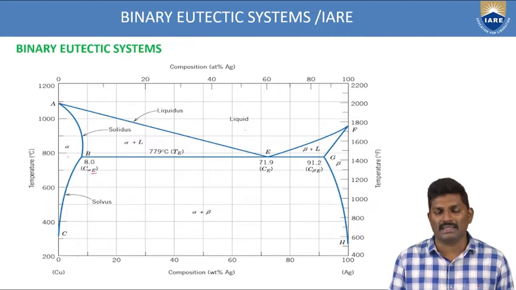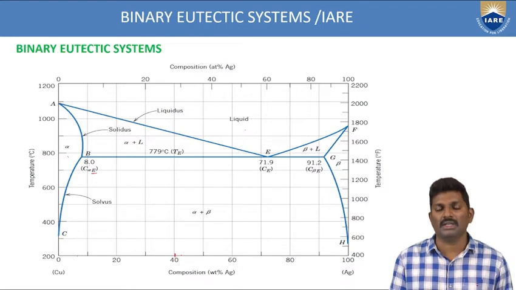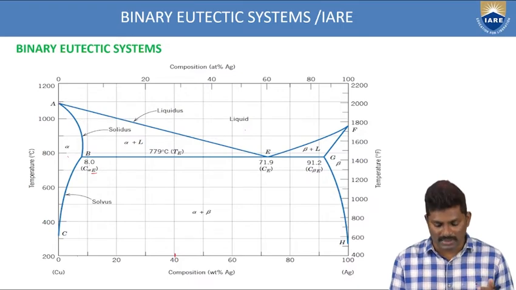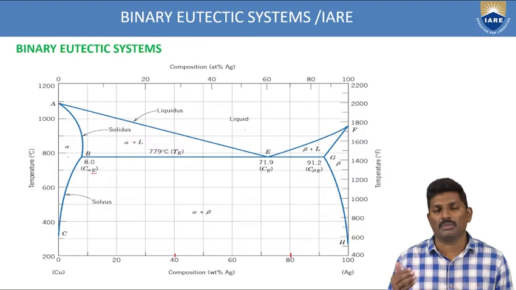So in this x-axis, at any point, the composition should be balanced. That means it should be 100. Suppose if you consider this point, 40% of copper, the remaining should be 60% of silver. Similarly, if you consider this point, 80% of copper is there, then there should be 20% of silver. Like this, you have to balance the composition of both the alloys you are taking.